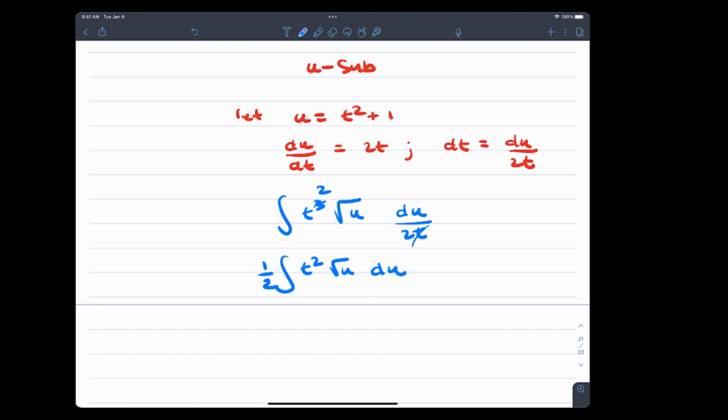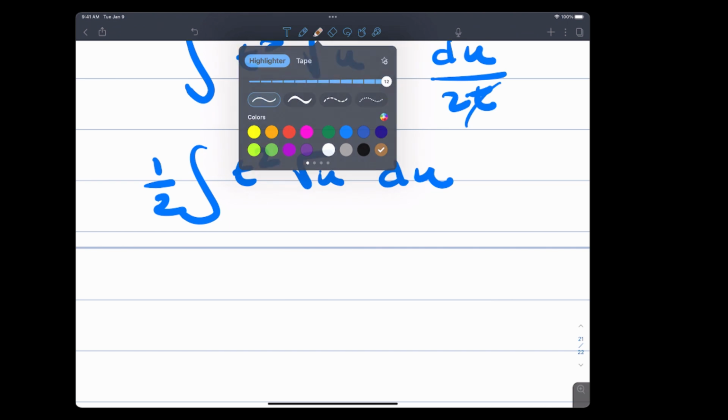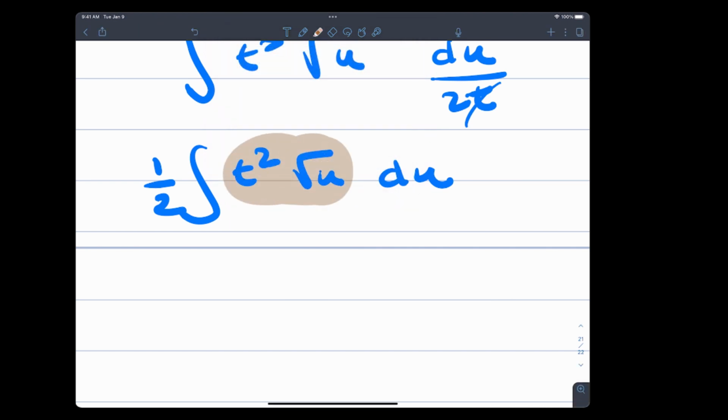Be careful, though. You cannot integrate this the way you see it, right? Why do I say that? There's two variables. This is t squared and this is square root of u. You can only integrate this if it was one variable, either t or u. Now, since you did u sub, it needs to be u. Okay, you guys with me on this?